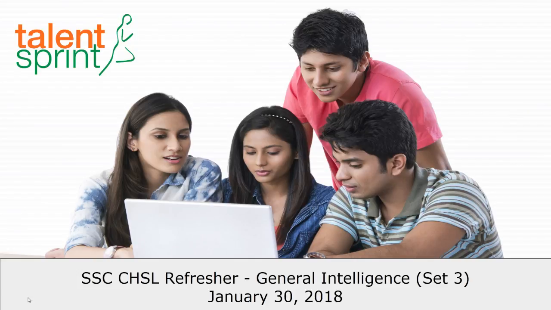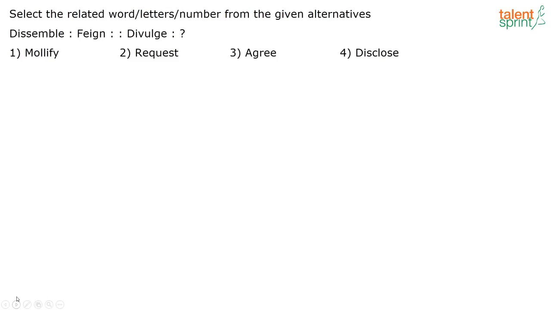So let's look at the first question for today's session. The first question is there on your screen. Select the related word or letters or numbers from the given alternatives. Dissemble is to feign as divulge is to dash.